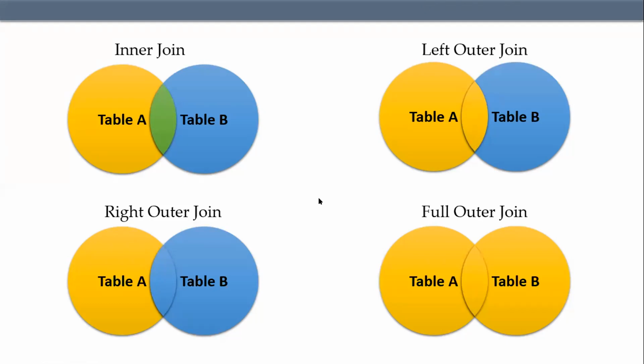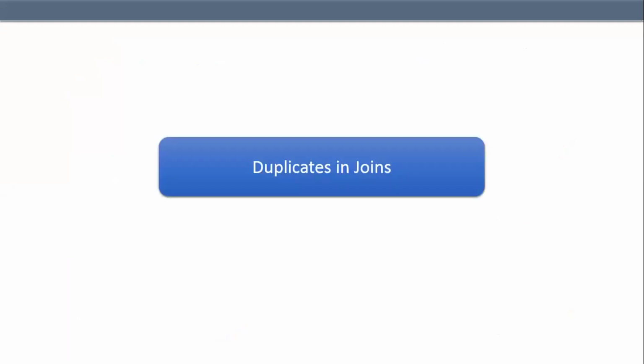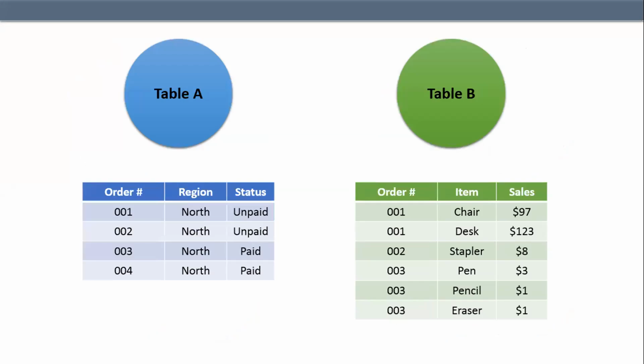All right. So now let's look at another example in terms of duplicate joins. There can be duplicates in joins also. So if I have this data, I have table A which has orders information by region, and table B which has orders information based on the items. So what were the items for order number 1? When you look at this order in region north, it is matching with these two orders, the first two.